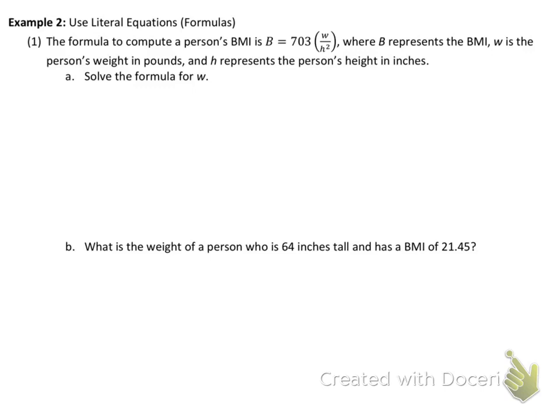So the formula to compute a person's BMI, which is the body mass index, is B equals 703 times the quantity W divided by H squared, where B represents the BMI, W is the person's weight in pounds, and H represents the person's height in inches.